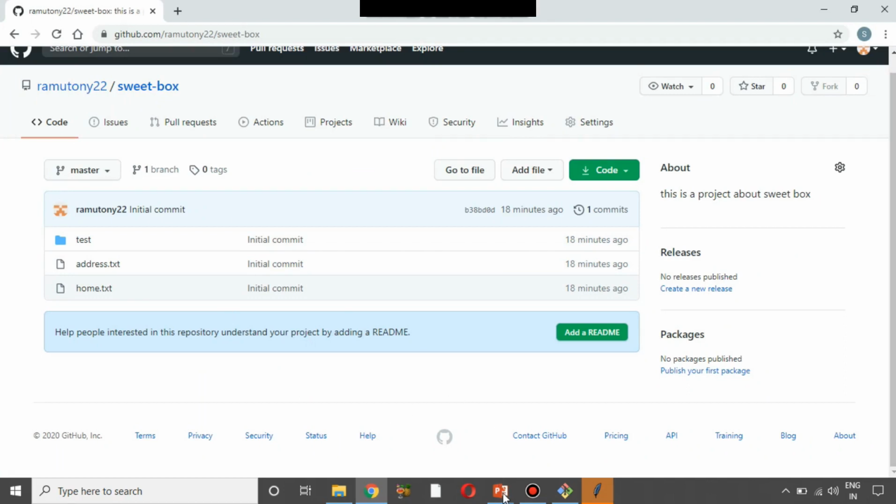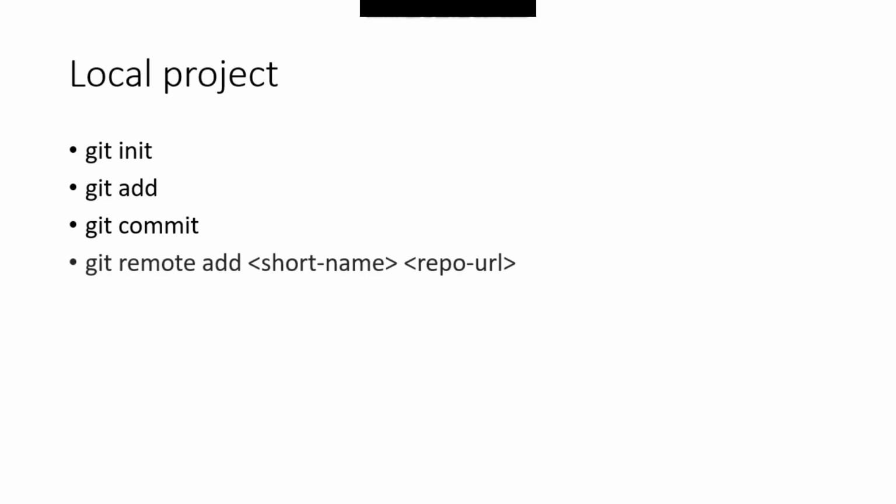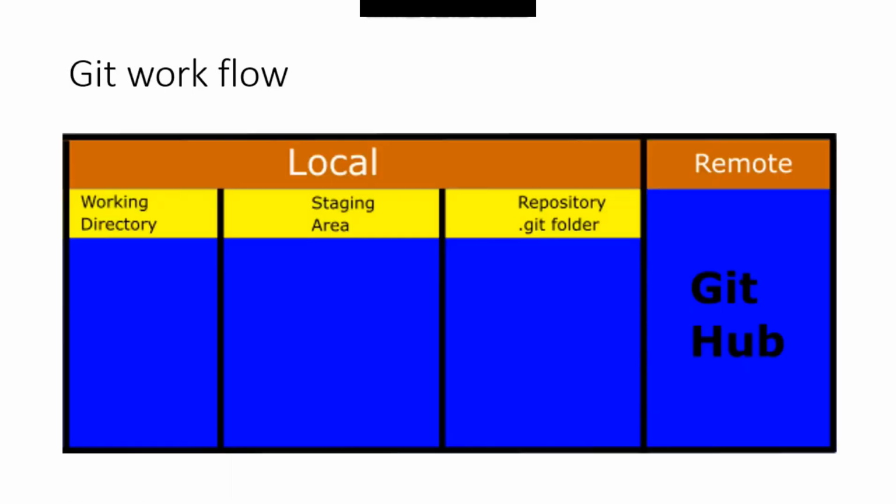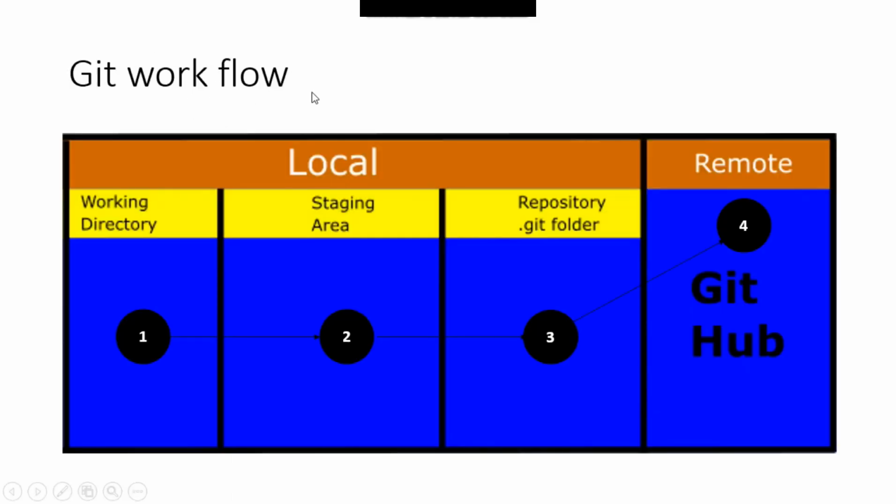Let me go back to the presentation once and see if we have missed anything. We have done git init just to initialize Git in our existing project, then git add to add all the files into the staging area, followed by git commit, and finally we added the remote repository to our local system with the name which we wanted to give. We have given origin here, and you can give any other name if you like. And finally the remote repository URL, and finally we have done a push. So this is the Git workflow which we have discussed earlier.